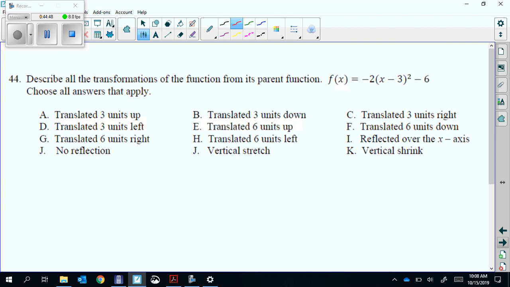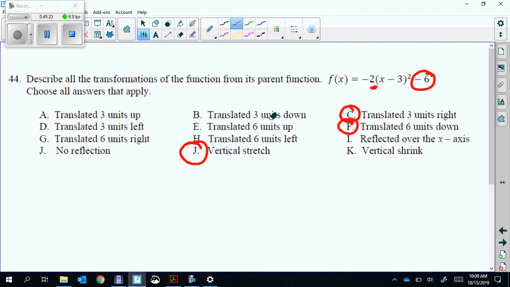Same concept here. The -6, that's vertical, so it is translated down 6. -3, that's 3 units to the right. And then the 2, it's outside parentheses, so it's vertical. Everything outside parentheses is vertical, just like this was a vertical 6. And then 2 is bigger than 1, so it's a vertical stretch.